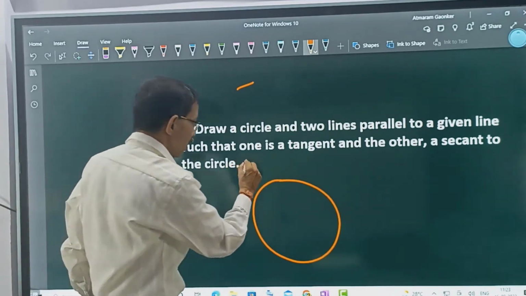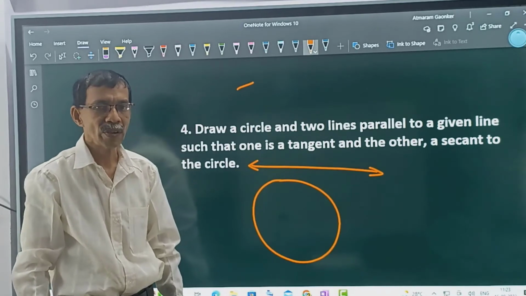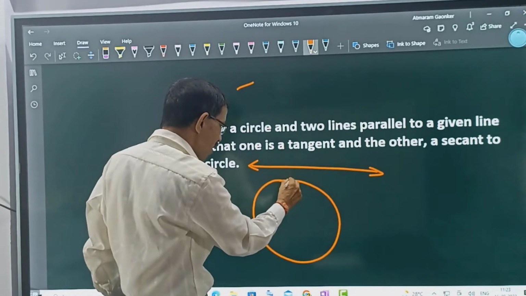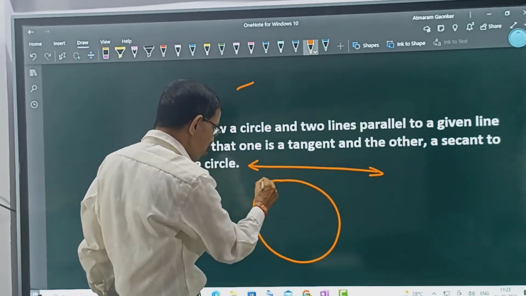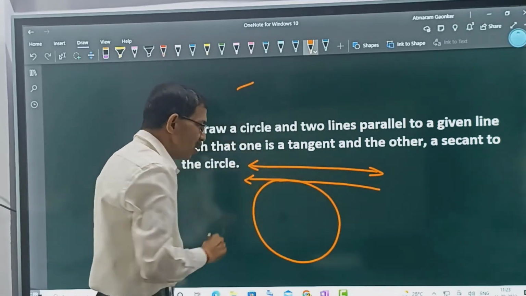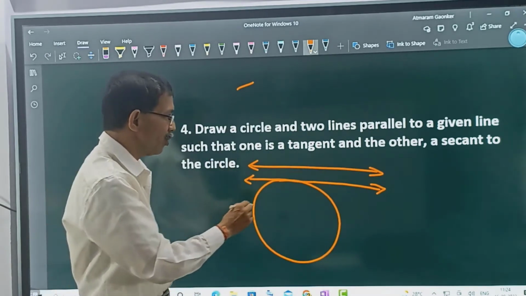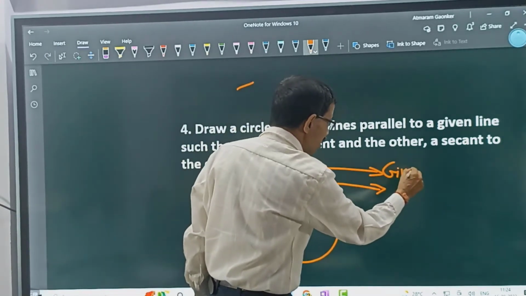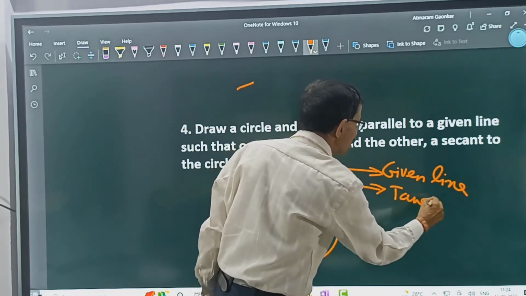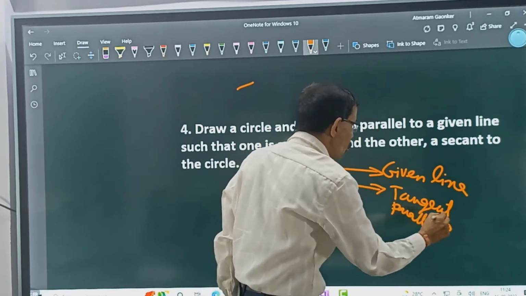So let's see. This is the line. You have to draw a line parallel to this one as a tangent. So you can bring this line slowly with the same orientation down till it touches the circle. So this becomes a tangent. This becomes a tangent which is parallel to the given line. So if I say that this is the given line, then this is the tangent parallel to the given line.